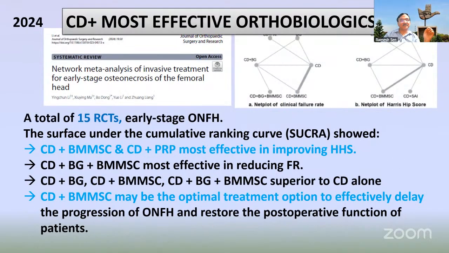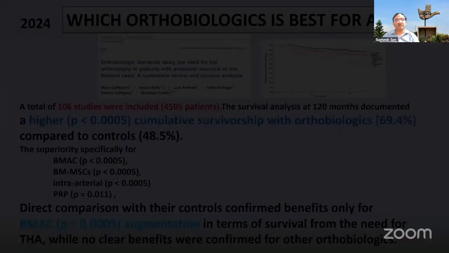Another study, again a network meta-analysis for the invasive treatments, compared everything. They found, yes, CD, if you combine BMAC and PRP, could be effective. But they concluded that core decompression with mesenchymal stem cells may be the optimal treatment to effectively delay the progression of avascular necrosis.